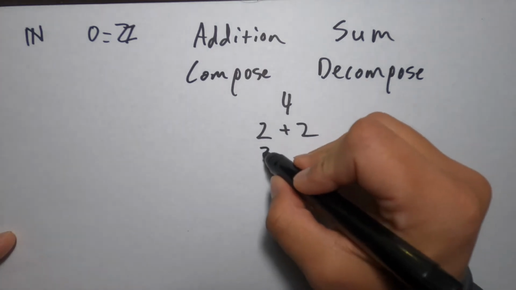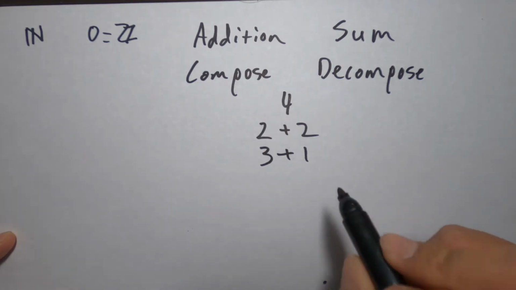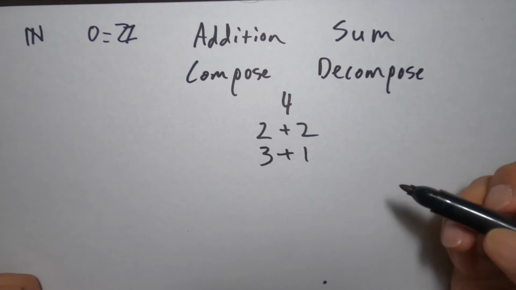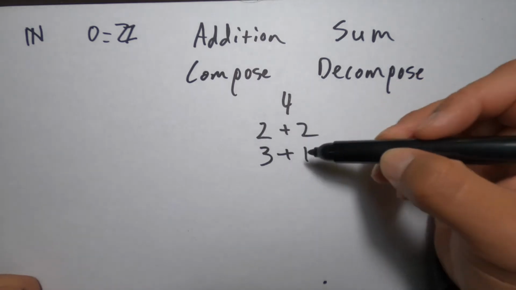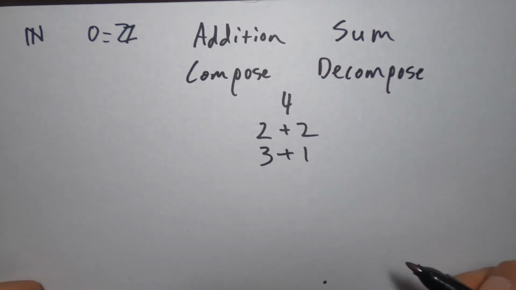Or we could write it as 3 and 1. 3 plus 1 is 4. The sum of 3 and 1 is 4. 4 decomposed is 3 and 1. 3 and 1 composed is 4.